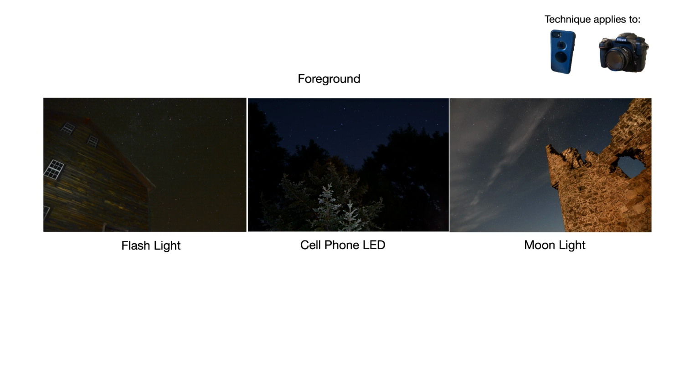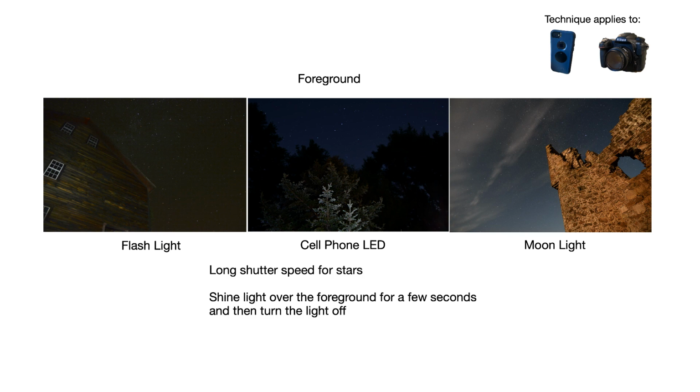So what you can see here is I actually did what is called light painting. And I set my camera up so I'm exposing for the stars. So I use a long shutter speed in order to capture the detail in the sky that I want. And then what I do is during that exposure, I take a flashlight. So in the first picture, I use a flashlight. In the second one, I'm using just the light from my cell phone. In the third one, I'm actually using moonlight.